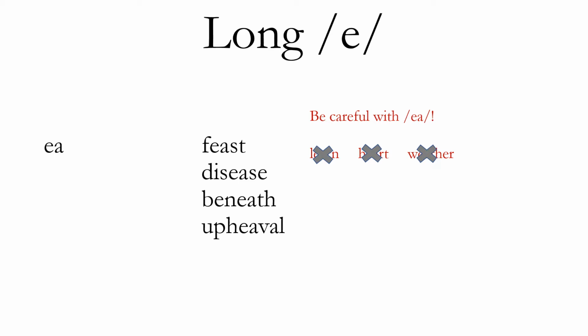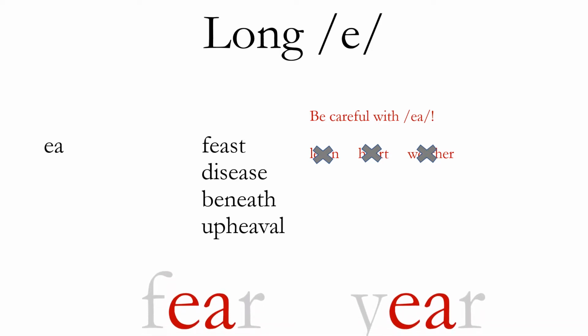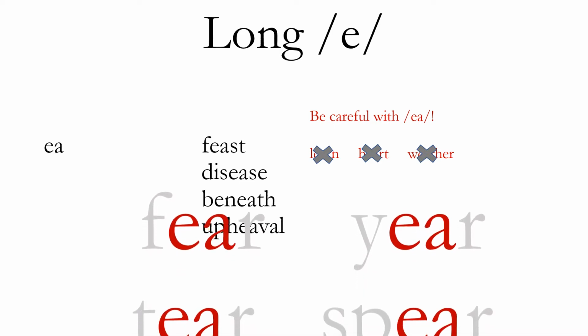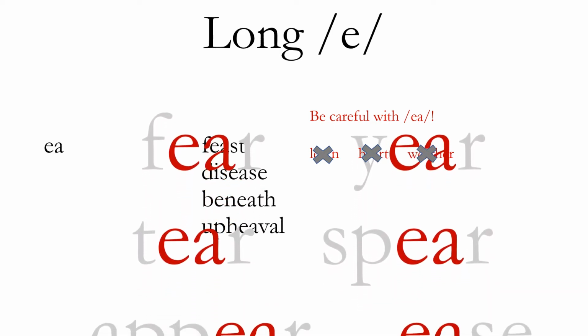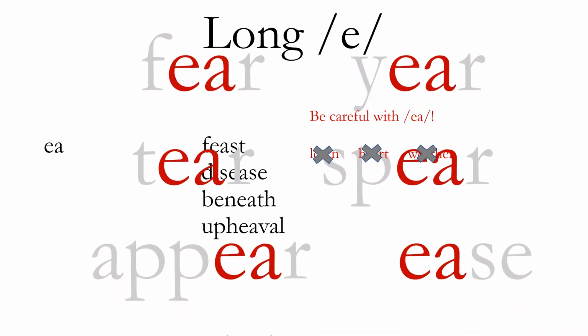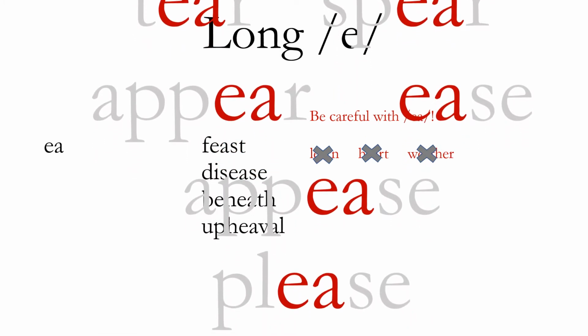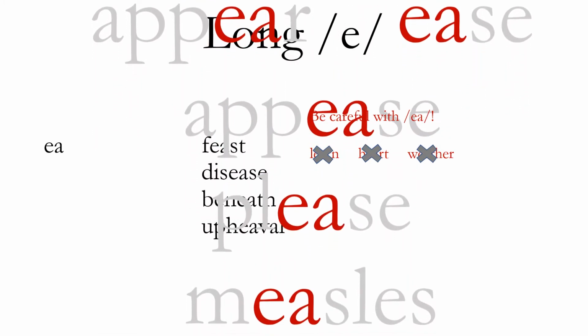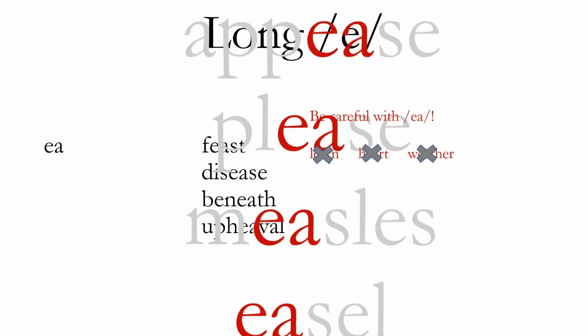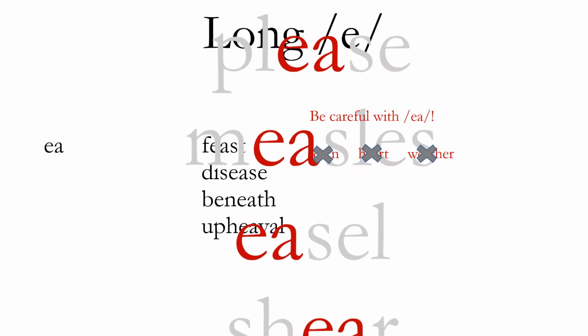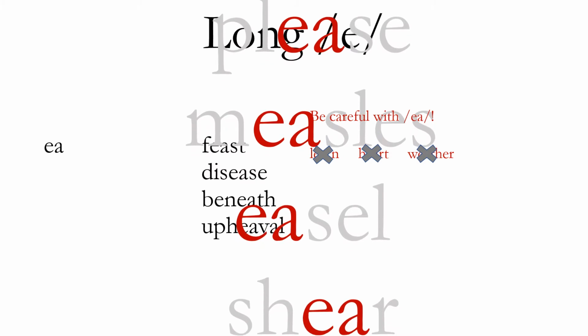Okay, so you'll have to be extra careful when you see these words, and there are a lot of them. For example, we have fear and year, tear, which could also be tear, spear, appear, ease, appease. Are you reading them as quickly as I am? Please. Measles, easel, sheer, and lots more. So of our three long E combinations, the first one is EA.